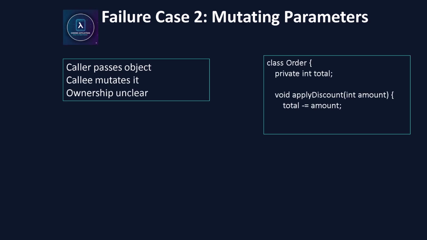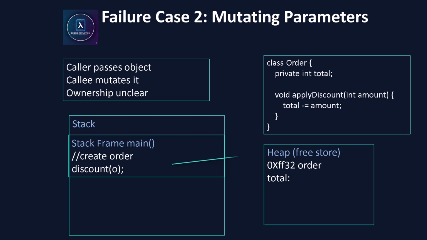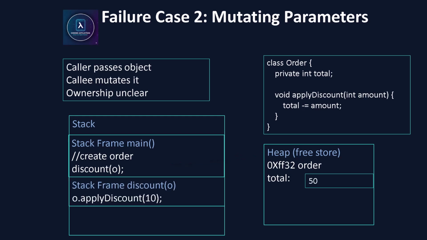The caller passes a reference. That reference will point to a heap object. Inside the method, order total changes. The stack frame ends, but the heap object remains mutated. The boundary was crossed. Did the callee own that object? Did it have the right to mutate it? If the caller assumed immutability, you've introduced instability. Silent mutation of shared objects is one of the most common object-oriented failures. The problem isn't syntax. It's unclear ownership of persistent state.